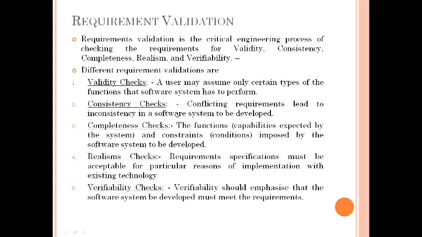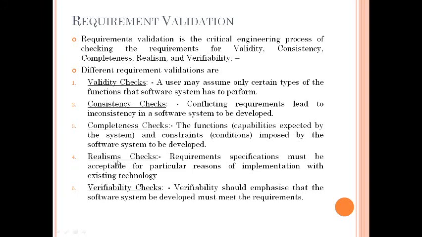The third one is the completeness check. Here in this completeness check, the functions and constraints that are imposed on the software system to be developed must be covered. We need to make sure that whatever requirement is done, it must be complete. Ignoring any capability to be imparted on the system is simply silly, so it should be simple. The functionalities need to be executed correctly here. So we need to go for the completeness checks.